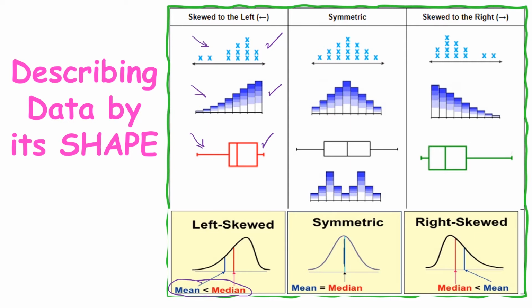When it is symmetric, that means that the mean and median are equal, and so it is symmetric. Everything is pretty much in the middle. Skewed to the right, if you notice, it gets lower as it goes to the right on the graphs here, and that is when the median is less than the mean. We call that skewed to the right. And so this is how we describe data distributions by shape.